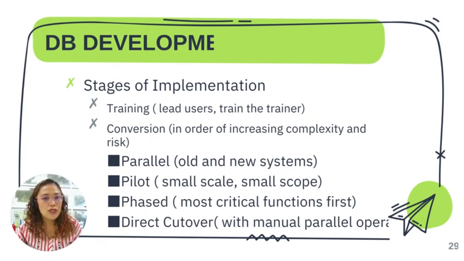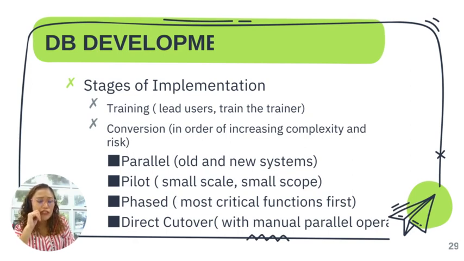Okay? And after training of the users, then that's the actual deployment of the proposed system. So it starts with the conversion part. It can be parallel, meaning the proposed or the new system will run along with, or simultaneously with, the old system, or pilot, meaning you start with a small scope. So you start small in one office, then expand gradually. So that's for pilot testing or pilot conversion. You start in one department, and if that department needs data from another department, then it expands until you cover the entire organization. Phased, most critical functions first. So the most critical functions are the ones you deploy first in your system.